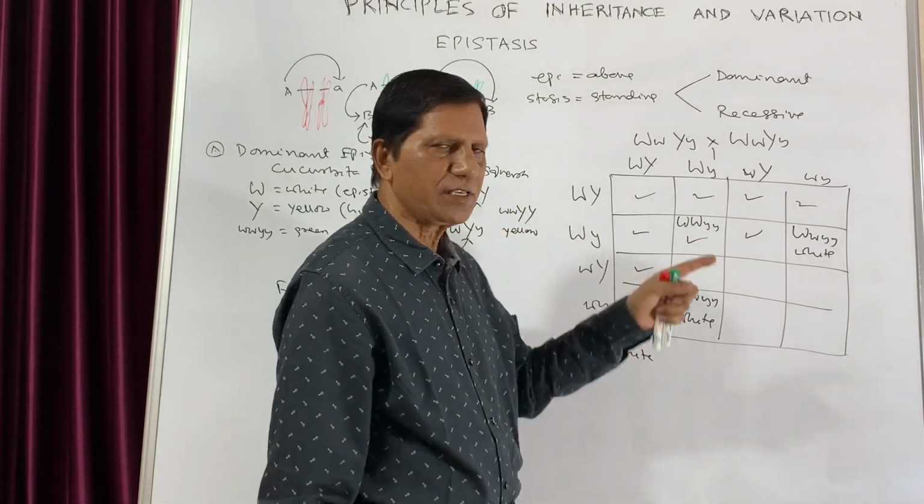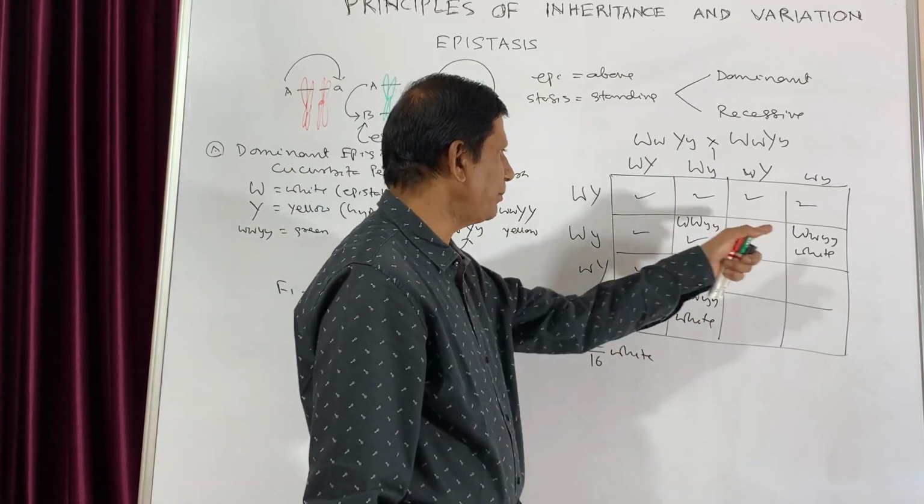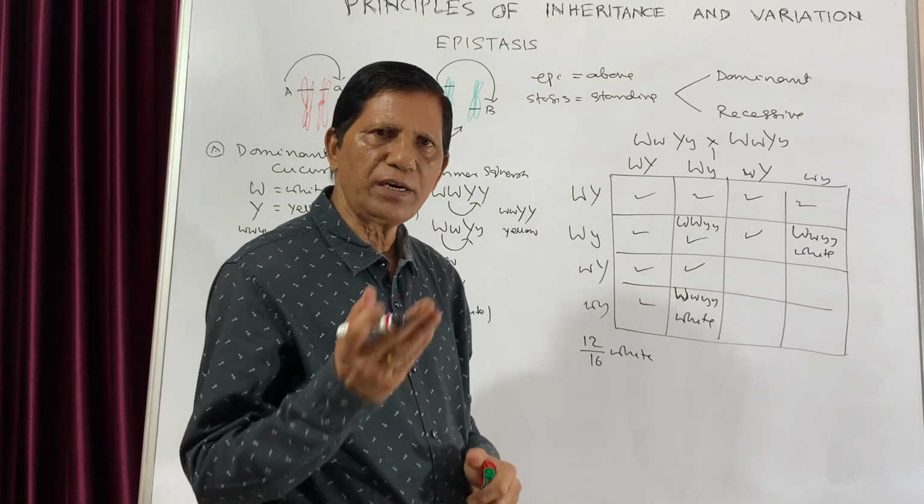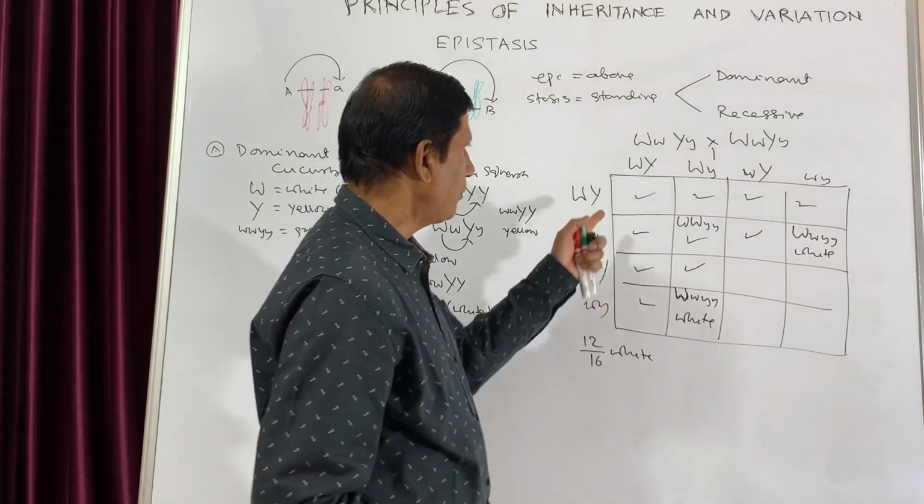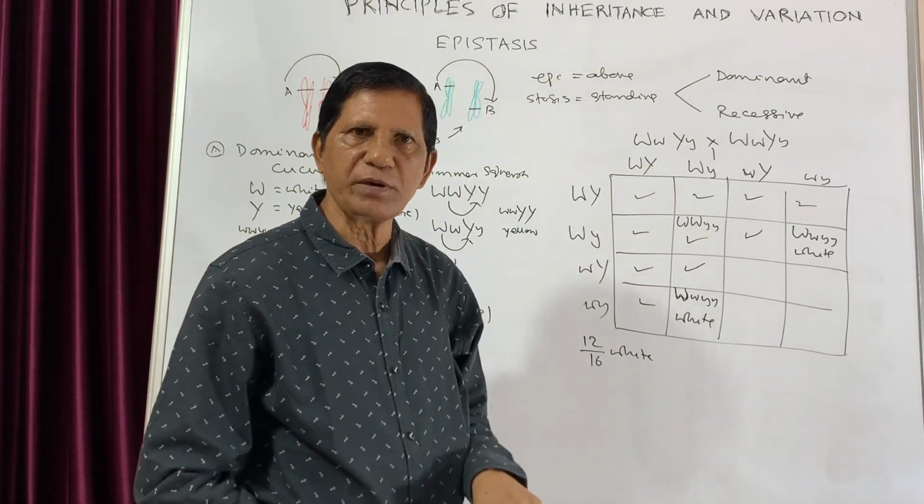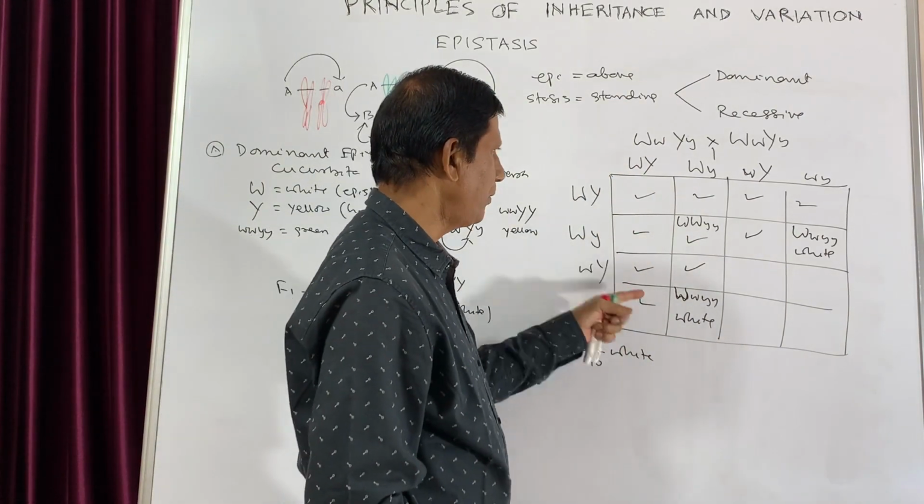Where at 9 places both the dominants are there, and at 3 places only W is there. So when only W is there, naturally it is white. But when both the dominants are present, capital W is suppressing the expression of Y. So then naturally they will be white.